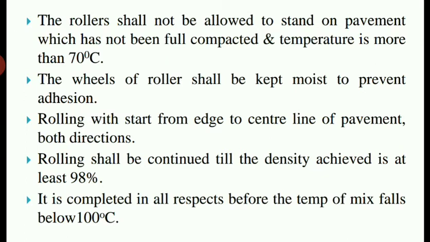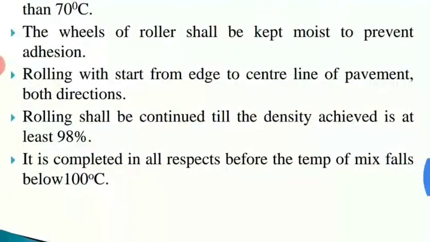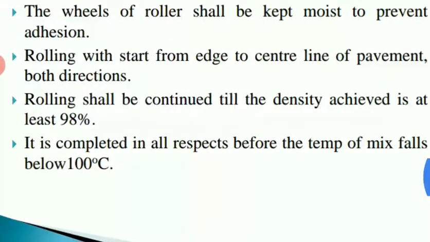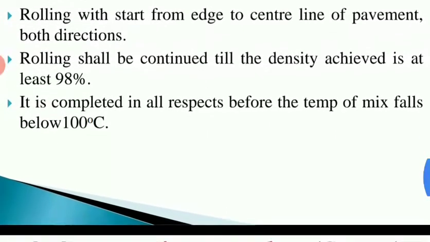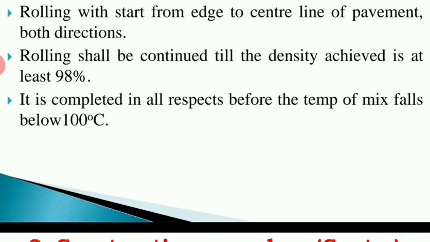So to avoid that, we need to avoid stopping the rollers on the bituminous mix which has a temperature of more than 70 degrees Celsius, and the wheels of the rollers shall be kept moist to prevent adhesion. Since the binding material, the bitumen, should not attach to the rollers, we frequently need to moisten that surface such that no bitumen sticks to them. And the rolling starts from the edge to center, along the pavement in both directions. This is the standard procedure for rolling.